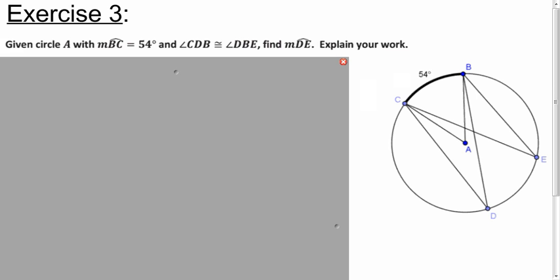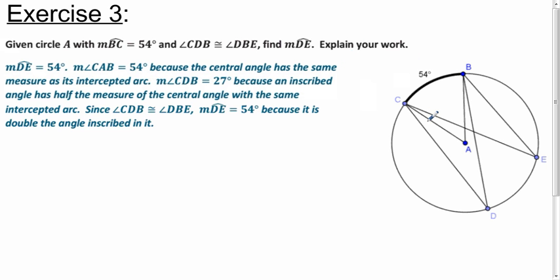You can try exercise 3 on your own, and then I'll show you my solution. So they give us, we can figure out that the measure of this angle is 27 degrees. And they give us over here that these 2 angles are congruent. So this inscribed angle is also 27 degrees. And to find the measure of the arc, it's going to have to be the same measure as the corresponding central angle. So we double 27 to get 54.